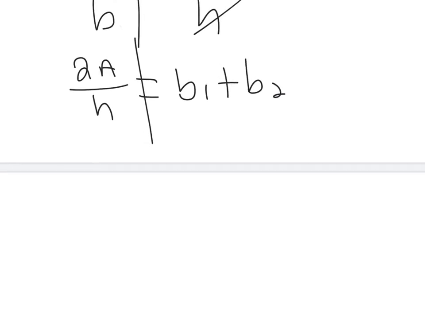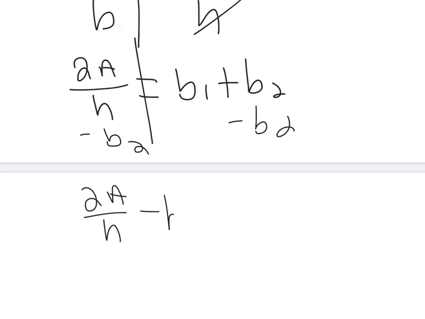So now I can solve this by getting rid of base 2 because it's no longer connected to base 1 in parentheses. So it says plus base 2, so I want to get rid of it by subtracting base 2 from both sides. Again, I do not know what any of those variables are on the left-hand side, so I have to leave it as 2a over h minus base 2 is equal to base 1, because the two base 2's over here cancel each other out, and now base 1 is isolated.